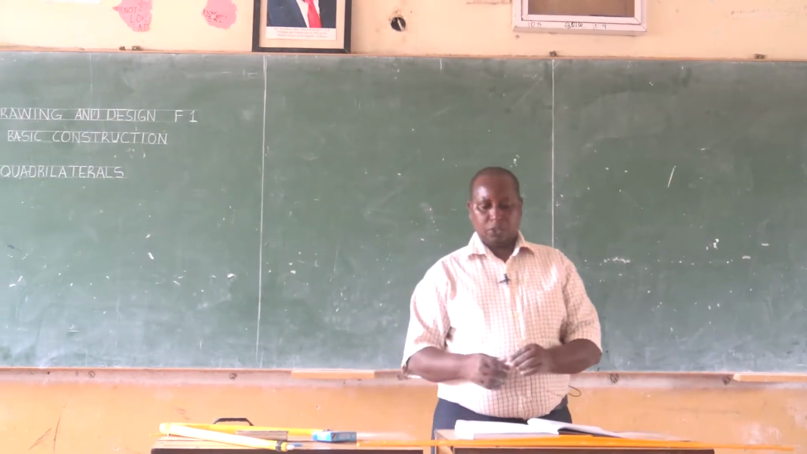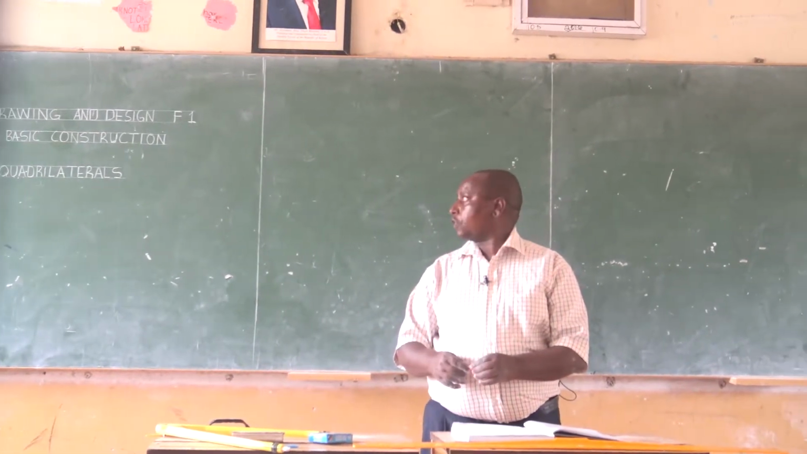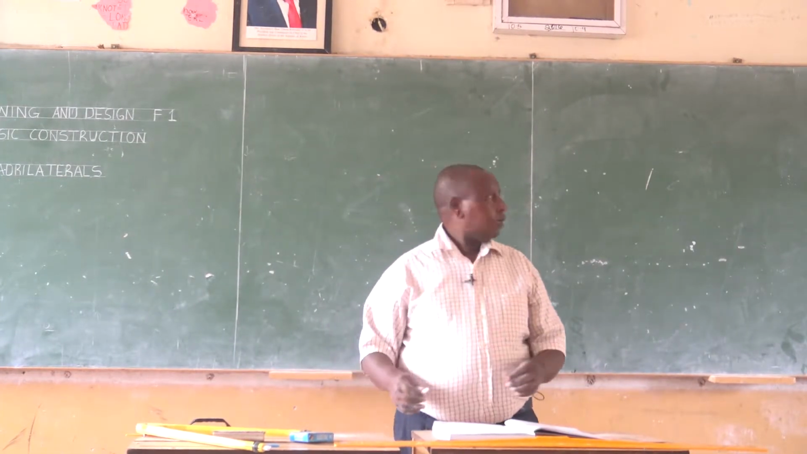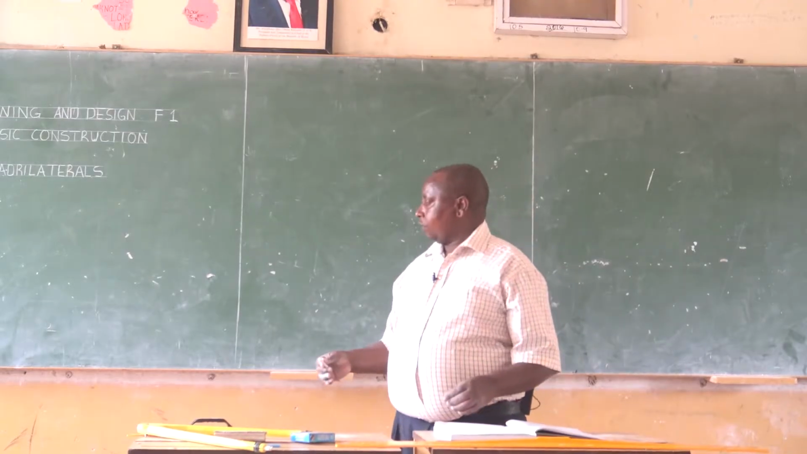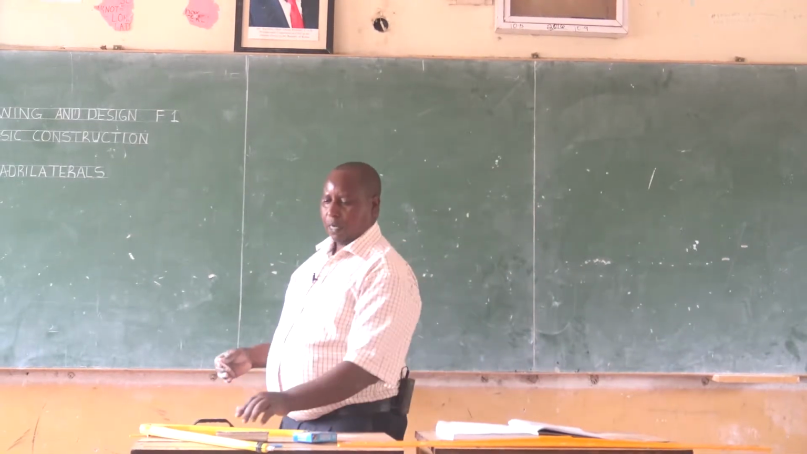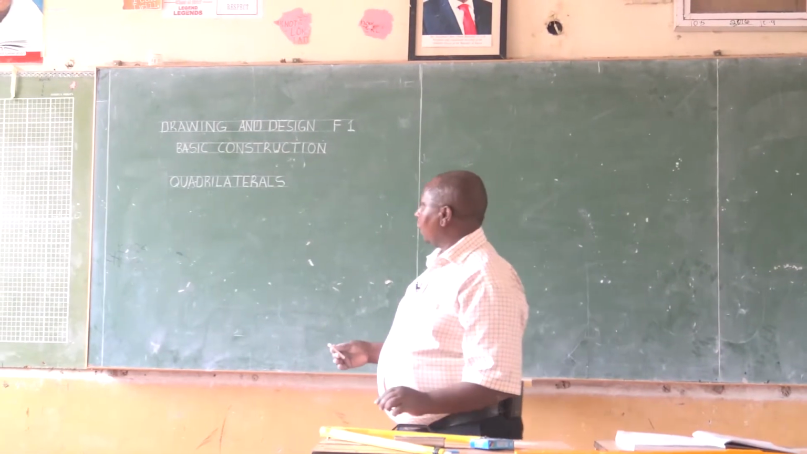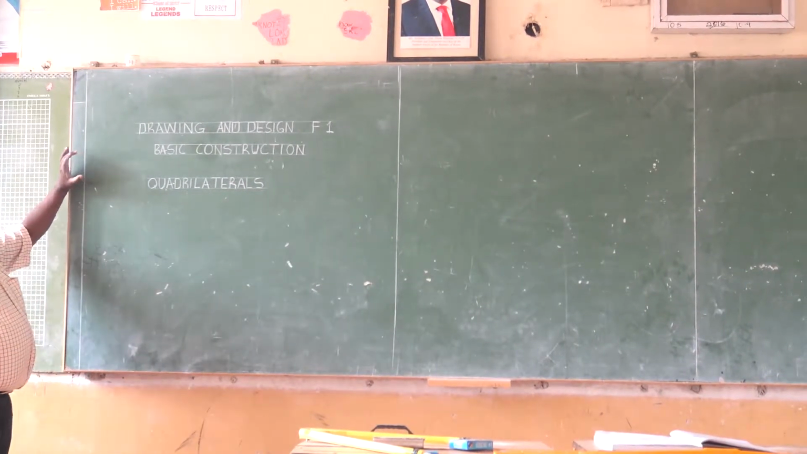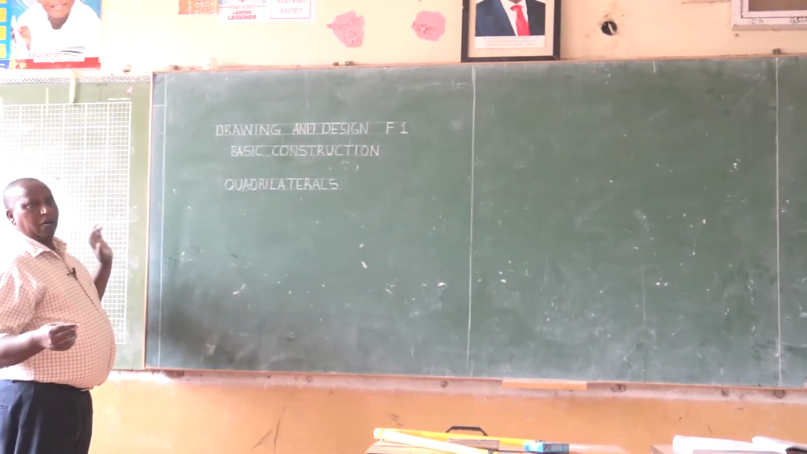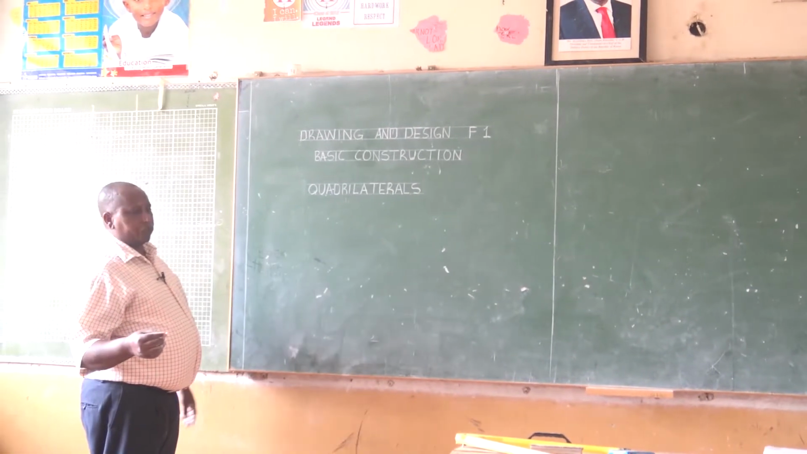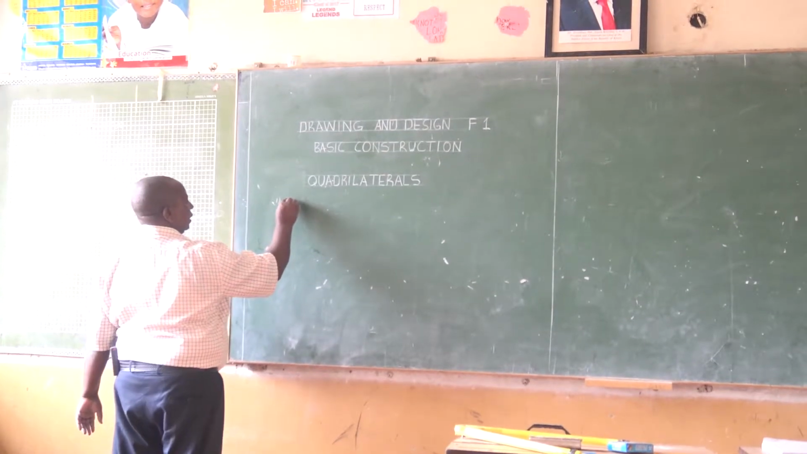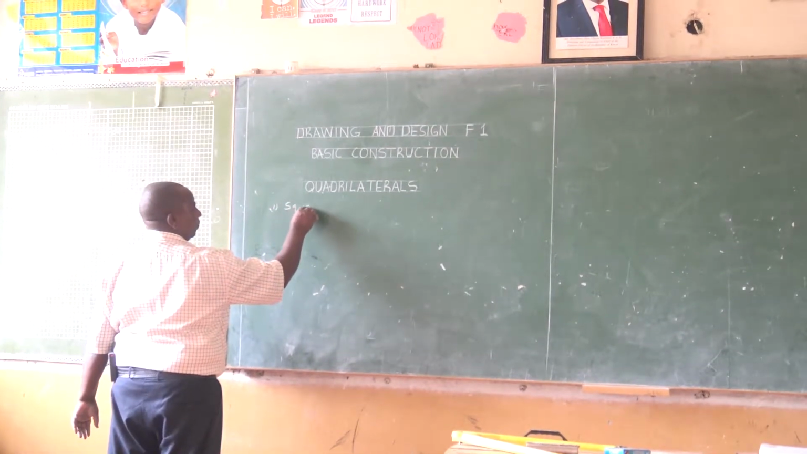Today we are going to do basic construction, particularly quadrilaterals. In the last lesson we stated a number of quadrilaterals, and we said that a quadrilateral by definition is a plane figure which is bounded by 4 straight sides, and the examples we give as square.